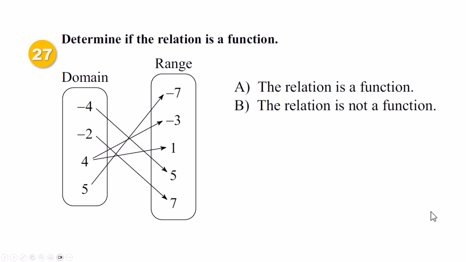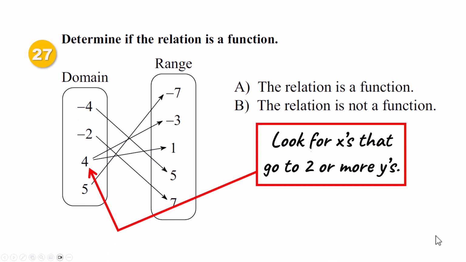Number 27. Okay, now we're doing functions. And this is just a yes or no thing. Is this a function or is this relation not a function? And the thing you want to look for, mappings are great for this. You are looking for a place where you have any x values that are going to 2 or more y's.